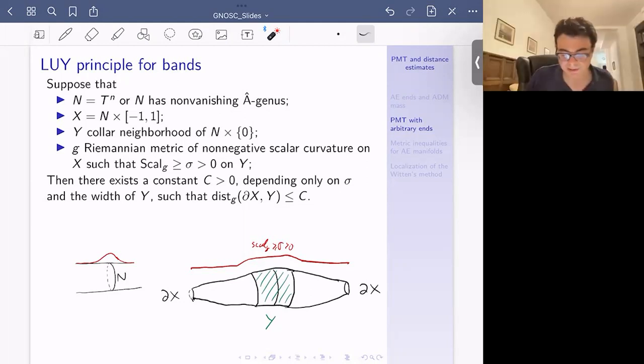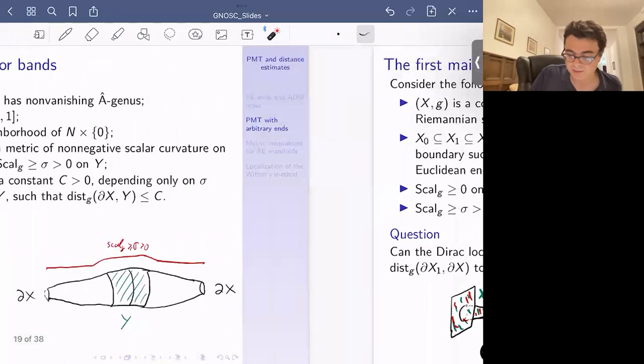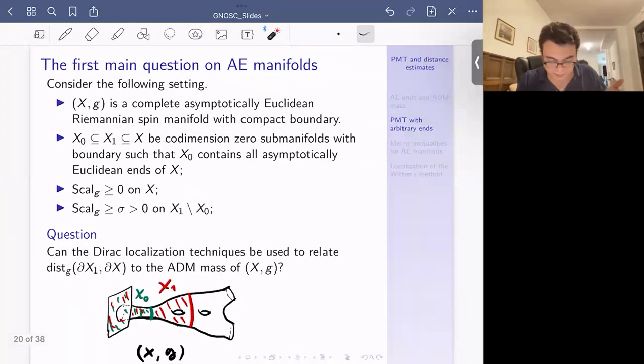But anyway, I was just making a comparison here, and now I want to go to the main question, because otherwise we never finish, that I want to discuss on asymptotically Euclidean manifolds.